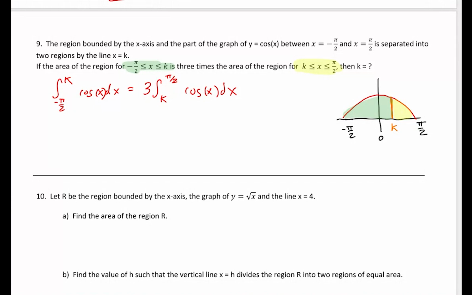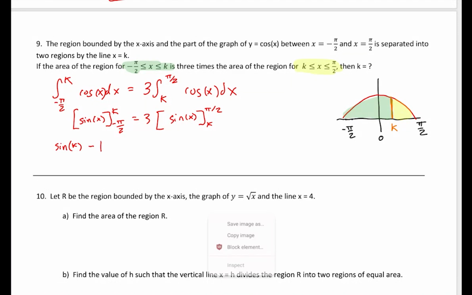So the antiderivative of cosine x is sine x, because we know the derivative of sine is cosine. So here we would have sine x from negative pi over 2 to k, and that would equal 3 times sine x from k to pi over 2. Now we could sub in all those values, and I'm going to simplify as we go. Substituting k, that's going to be sine k. And then substituting in negative pi over 2, well, sine of negative pi over 2 is 1, so that's going to be minus 1.